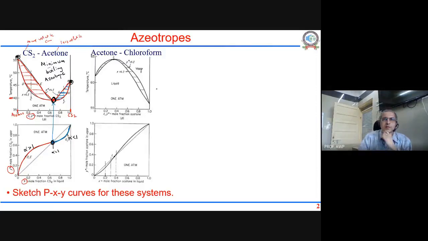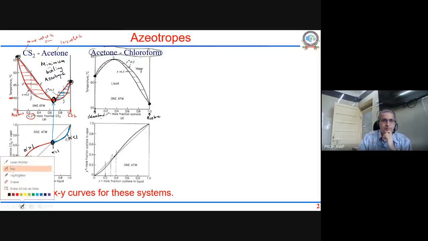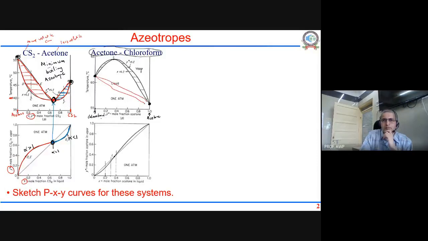Okay. Look at something else, acetone and chloroform mixture. So again, x equal to 1, this means it is pure acetone. x equal to 0 means it is pure chloroform. Had Raoult's law been applicable, our Txy would have been like this. Let me draw it properly.